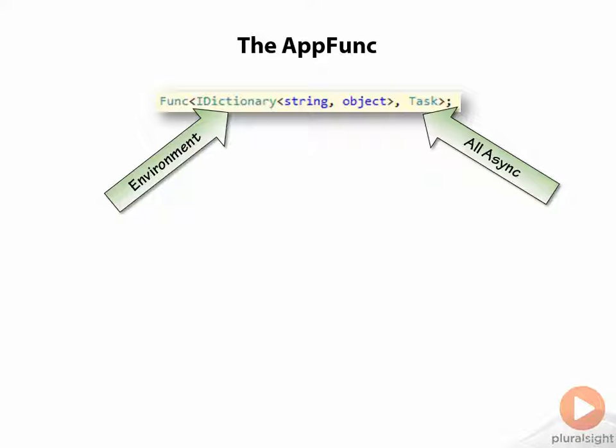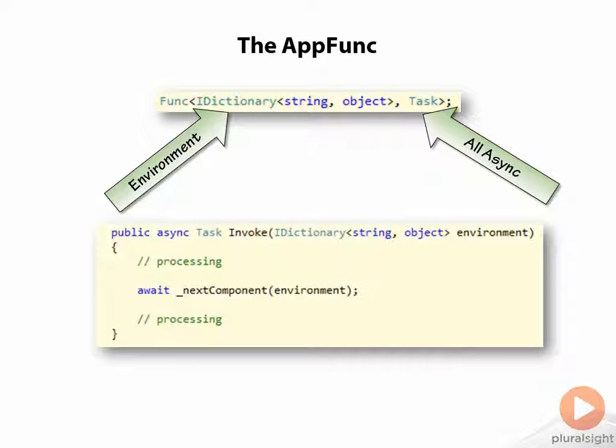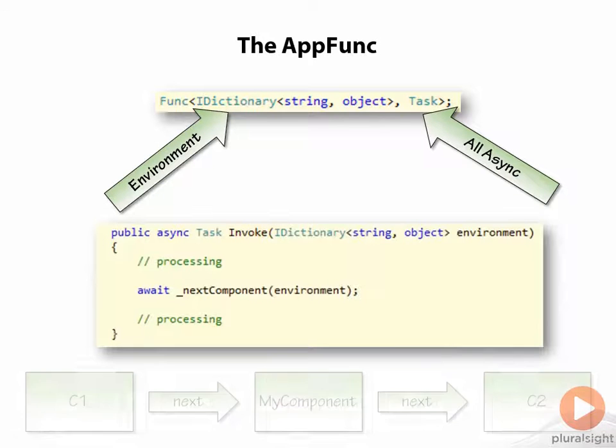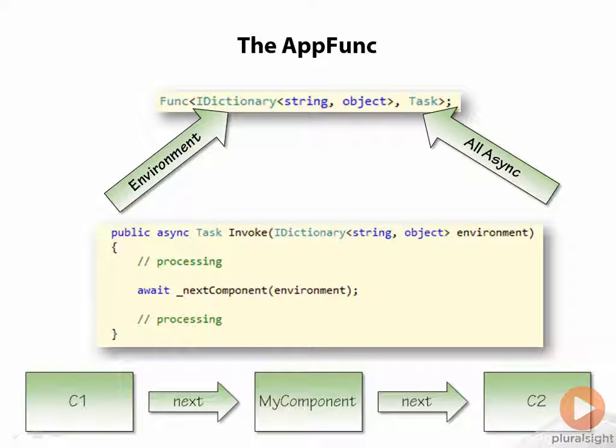The lowest level component that you can write then is a component that has a method matching that app func signature. It returns a task and it takes a dictionary of string and object. And when you write a component at this low level, you'll find that Owen is all about a pipeline of components that don't know about each other but can work to fulfill a request. So one component might be checking for an authorization cookie, and another component might write out the welcome page or write out hello world for each request like we've done.